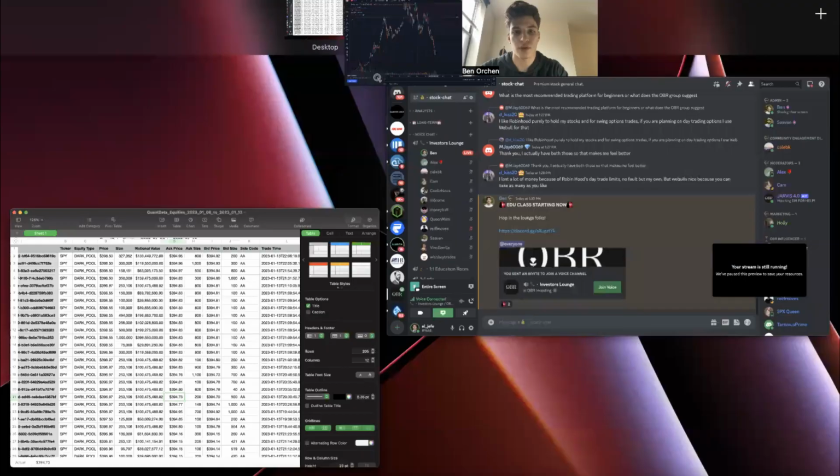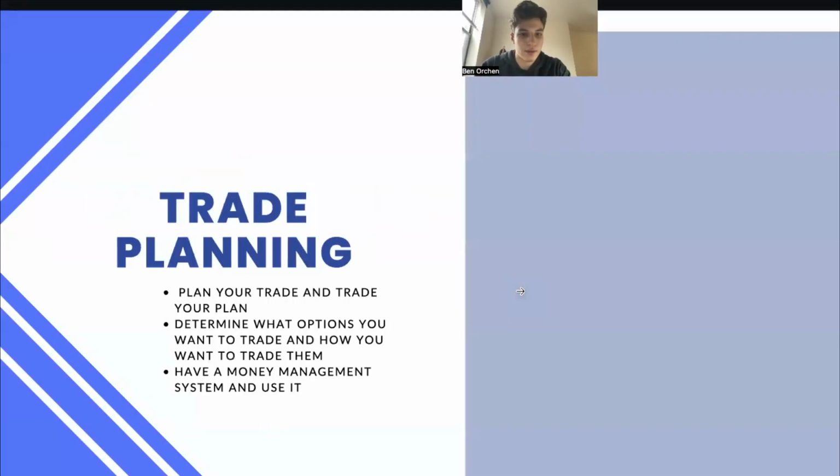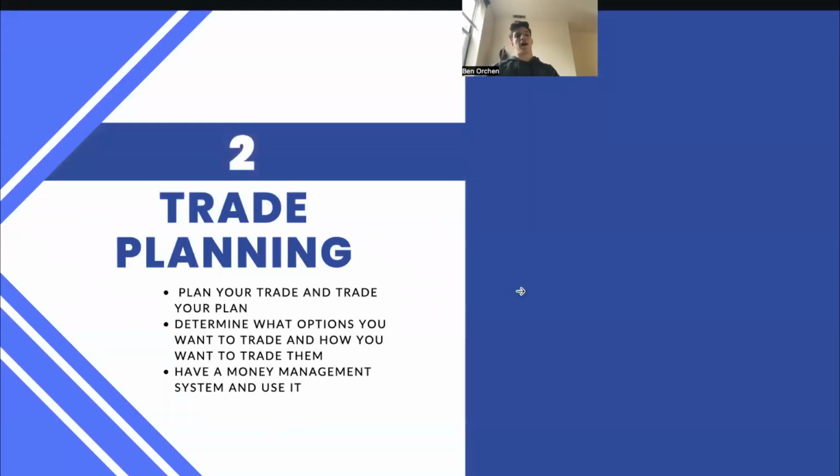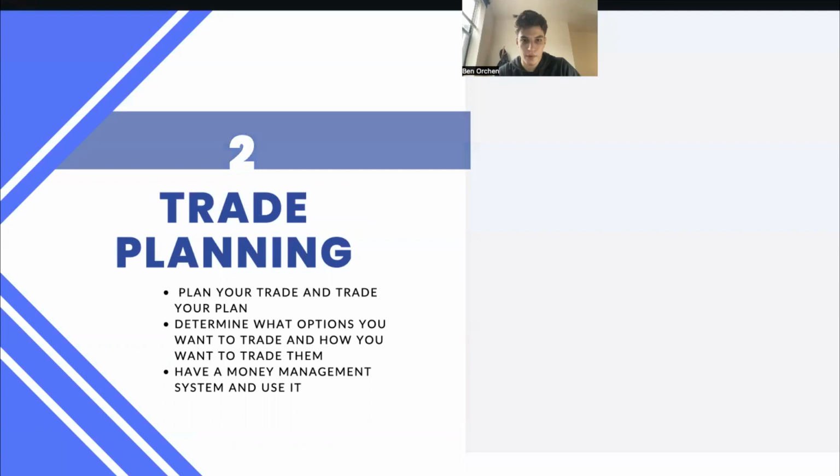All right, cool. Let's go next to trade planning. This one is a little more of a brush stroke, but I wanted to include one tip and trick equation that you could potentially find helpful. These are the three points that encompass it: plan your trade and trade your plan, determine what options you want to trade and how you want to trade them, and have some sort of money management system and use it. We'll go into detail on that.